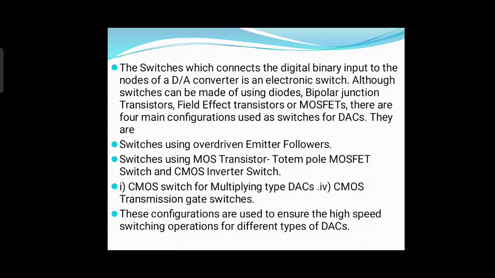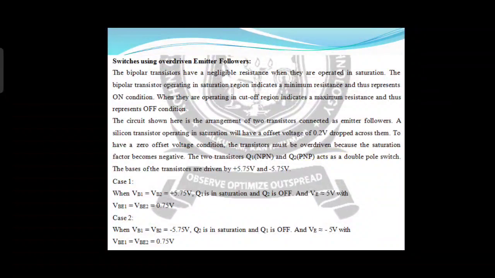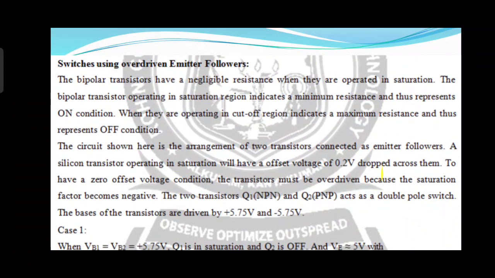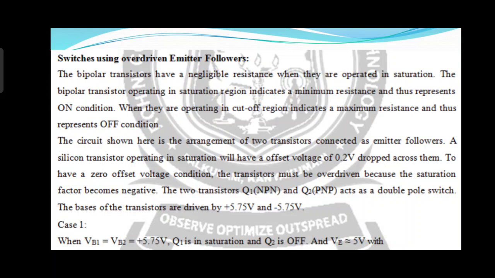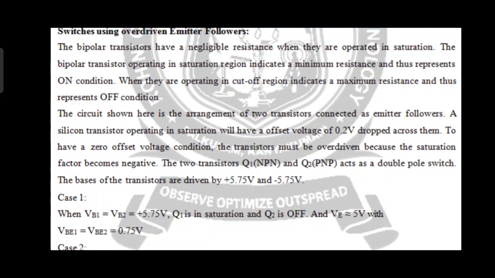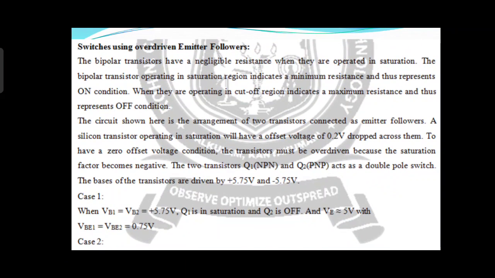The circuit shown here is arranged with two transistors connected as an emitter follower, a silicon transistor operating in a zero offset voltage condition. Case 1 is explained as V = V1 = V2, that is the value of 1 plus 5.5 volts. Q1 is in saturation, Q2 is in the off position, and the voltage is 5 volts. Case 2 is the same as case 1.